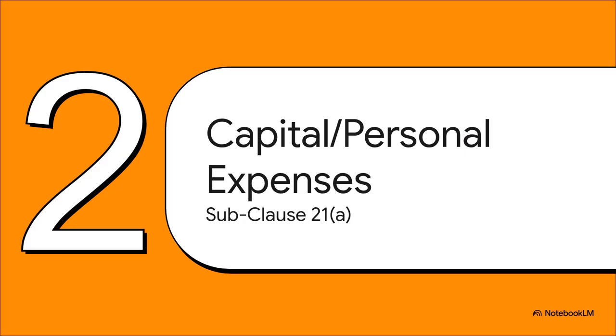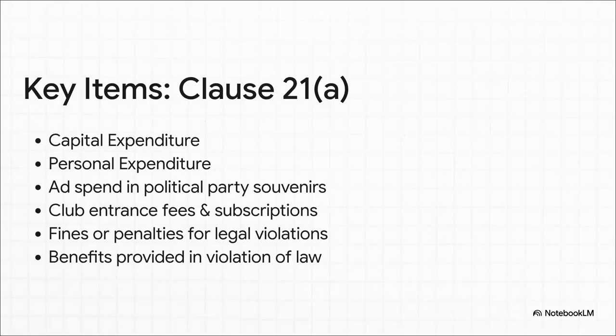Let's get into our next section, capital and personal expenses. This is where we hit the first big area of scrutiny under Clause 21A. And honestly, it's one of the trickiest parts: telling a real business expense from something that's a capital cost or a personal expense. And wow, look at this list. Subclause 21A really casts a wide net. You've got the stuff you'd expect, right? Capital expenditure, personal expenses, but then it gets really specific. We're talking about things like ad spending with a political party, club membership fees, and even fines or penalties for breaking the law. These are the gray areas where things can get complicated.